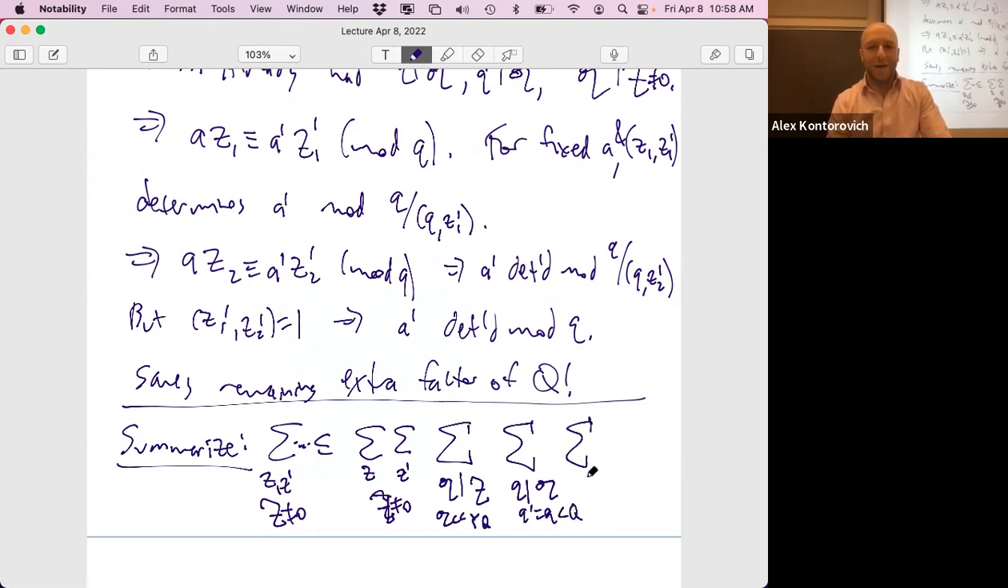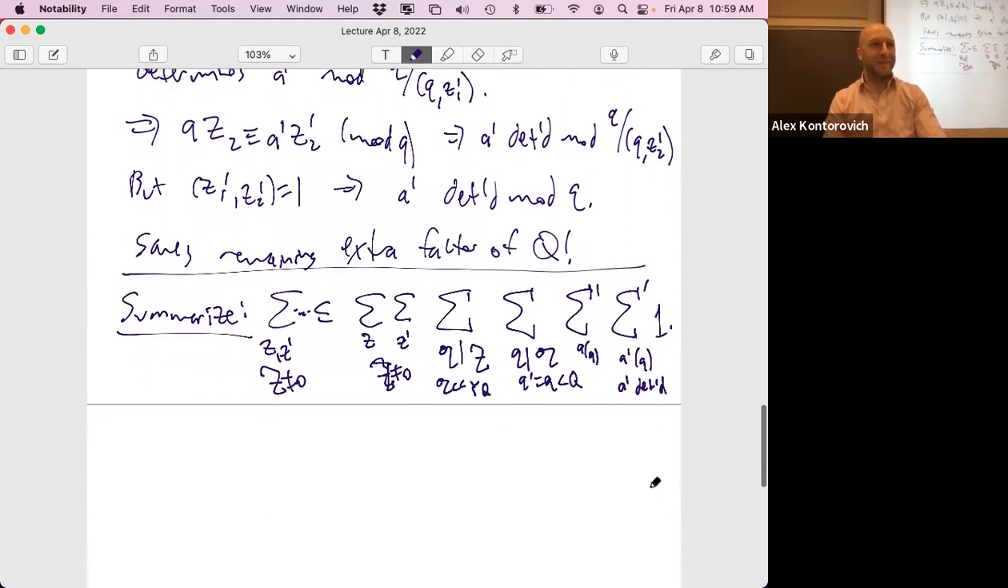Then you sum over a mod q, coprime. And then you sum over a prime mod q, same q, coprime, but the a prime is determined. And everything else we've gotten as much as we can out of. So this has one value. So now we bound everything from the inside out. There's one value of this. How about this guy?